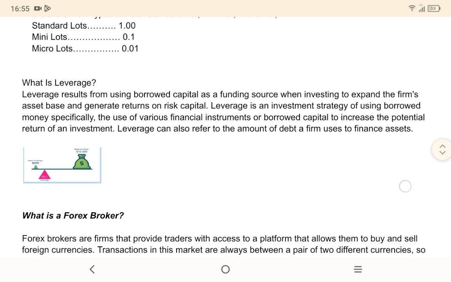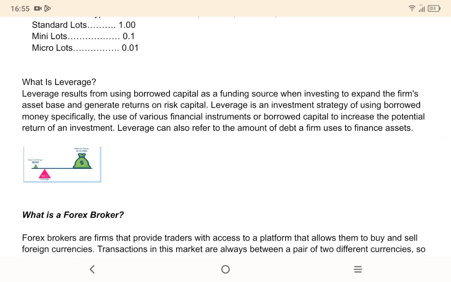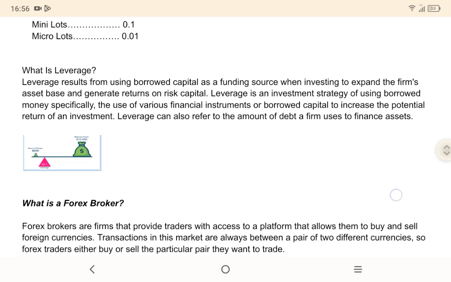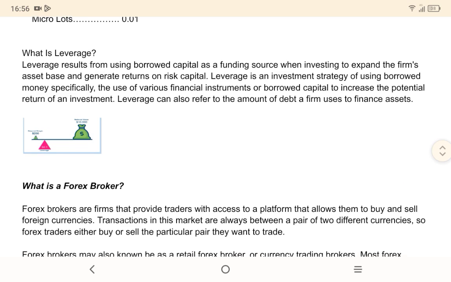So your risk matters in this industry. You don't want to risk much, you don't want to lose much money, so your lot size matters a lot. As a beginner in the forex market, using a micro lot will help you grow your account, and it will help you make more money, because the smaller the risk you take, the bigger the profit you make. What do I mean? The smaller the risk you take, the bigger the profit you make.